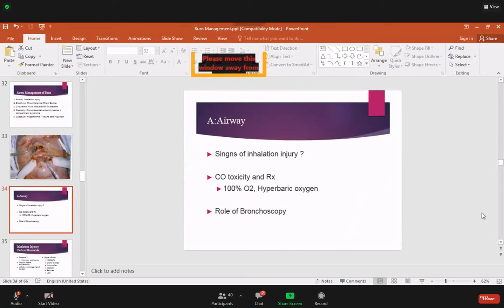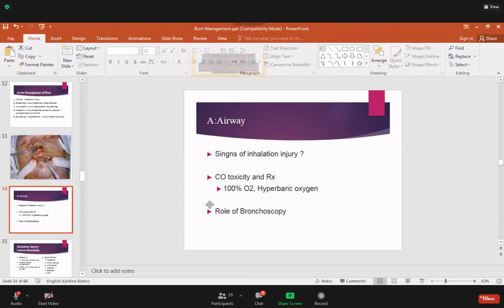Okay, can anyone tell what are the signs of inhalational injury? This is a patient which is very obvious, but in any patient, what are the signs of inhalational injury? Shortness of breath. Okay. Any other thing? Burning of the hair in the nose, and any burn around the orifices of the mouth and nose.